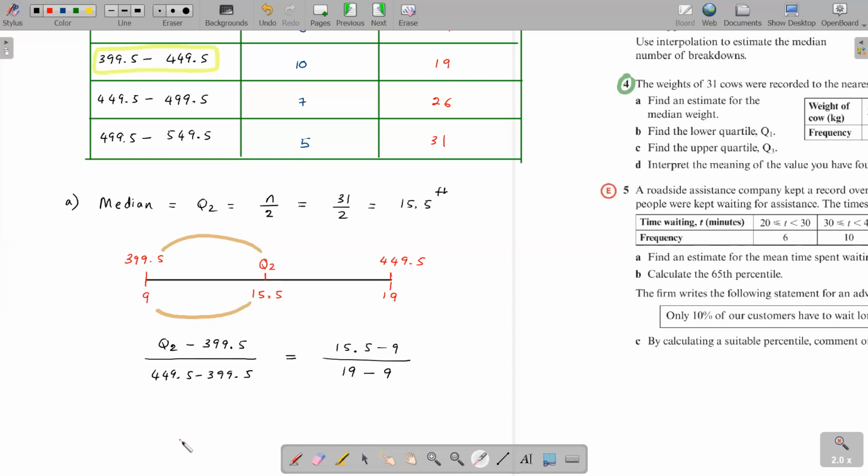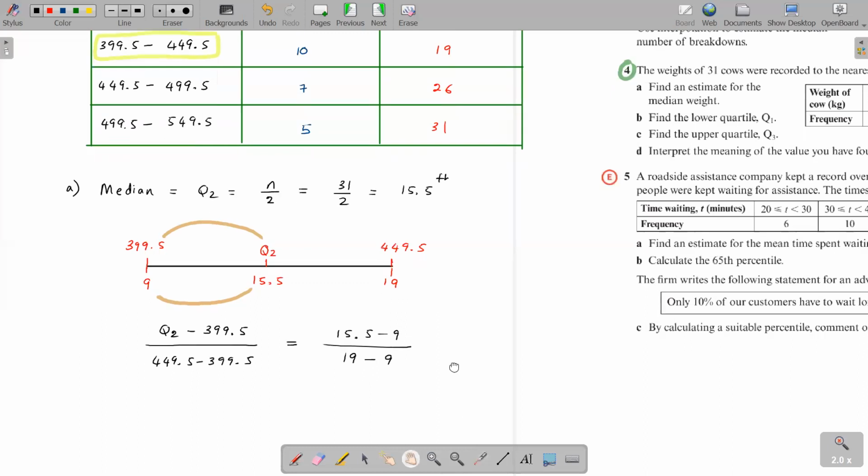You don't need to worry about how the ratio replicates. All you have to do is simply apply this equation. If you're finding it difficult, just apply this equation. What did I do? I took the top gap, Q2 minus the lower boundary, and then the upper boundary minus lower boundary, equal to, take the frequencies. Next, at the bottom, we have the frequency: 15.5 minus 9 over the larger gap, 19 minus 9. You can just follow this. If all the other stuff I'm saying is difficult, that's perfectly fine. Just go through these steps, and then you can apply linear interpolation.